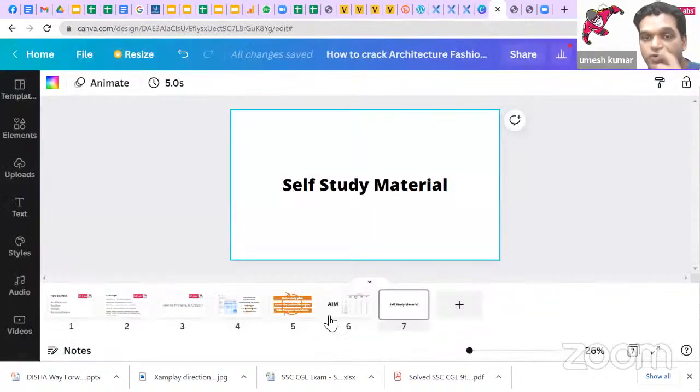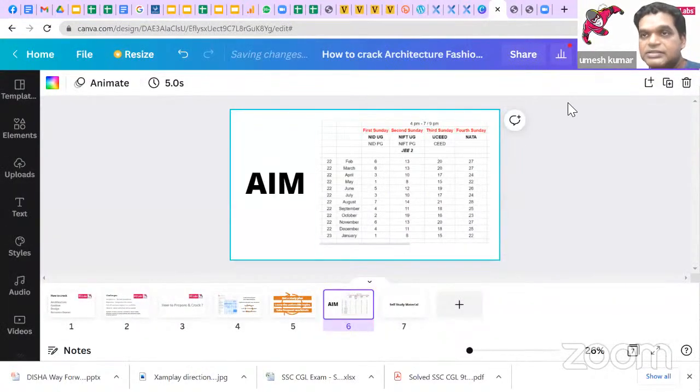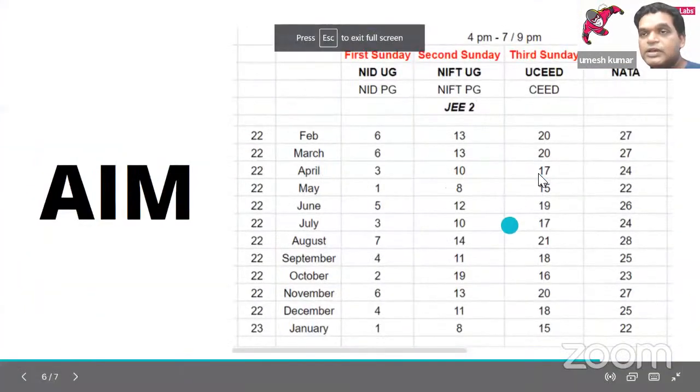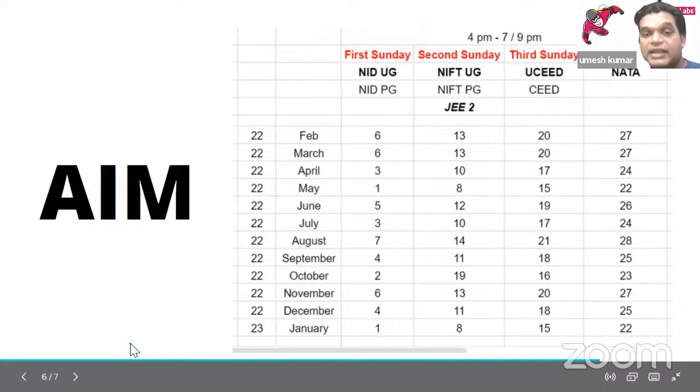So this is the schedule. Please take a screenshot. This is the screenshot for the All India mock test for the entire year till January 2023. And please make a note of it.